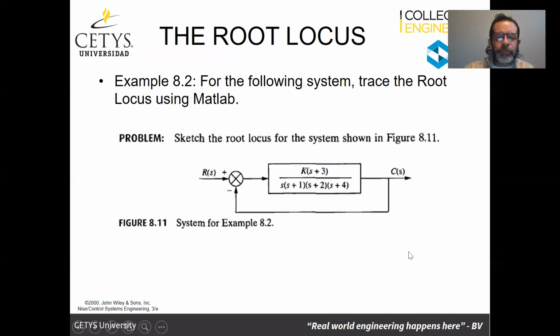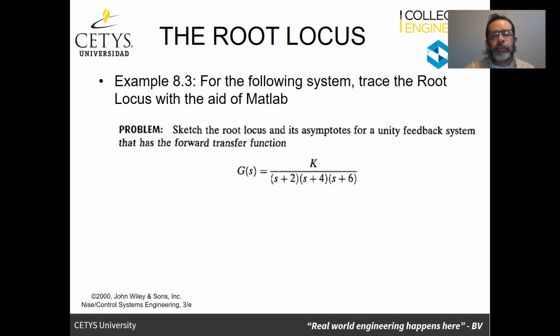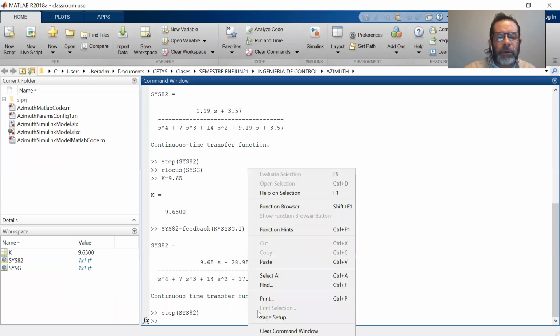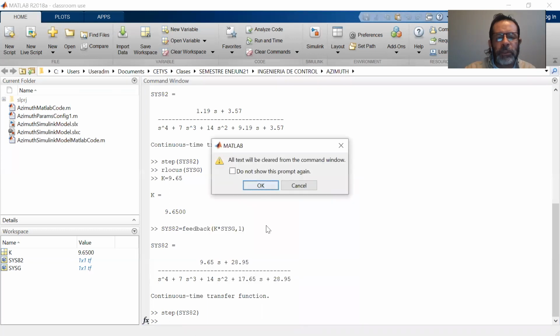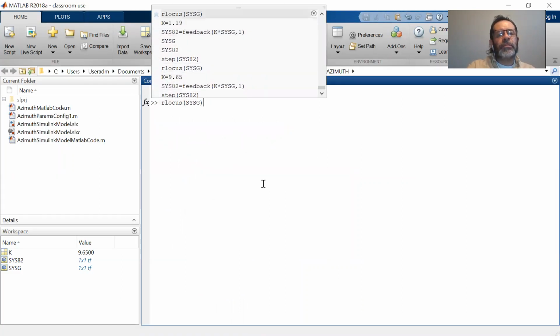Okay, so this is just a summary, and you're going to have this in the PowerPoint. This is a summary of the root locus plot and the code that was used for that. Now let's look at this system over here, just so we can see another example. So I'm going to clear the command window here. Okay, so now we've got the transfer function that we're going to be using.